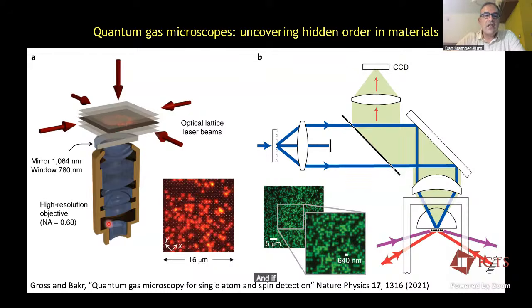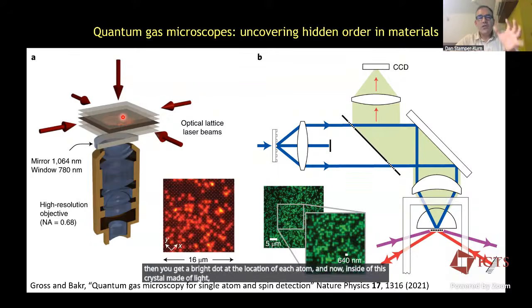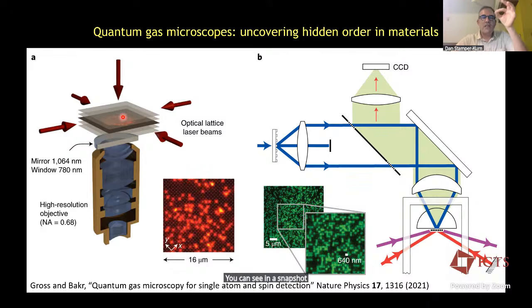And if the lens is of high enough quality, and sometimes you can just buy them off the shelf, sometimes you have to design them yourself, then they can actually resolve one site of the optical lattice from the other. And if you have atoms inside of that optical lattice and you shine near resonant light on them, which they scatter, then you get a bright dot at the location of each atom. And now inside of this crystal made of light, you can see in a snapshot where every single atom is located inside of the crystal. So this is a fantastic development that's led to really a lot of wonderful science.